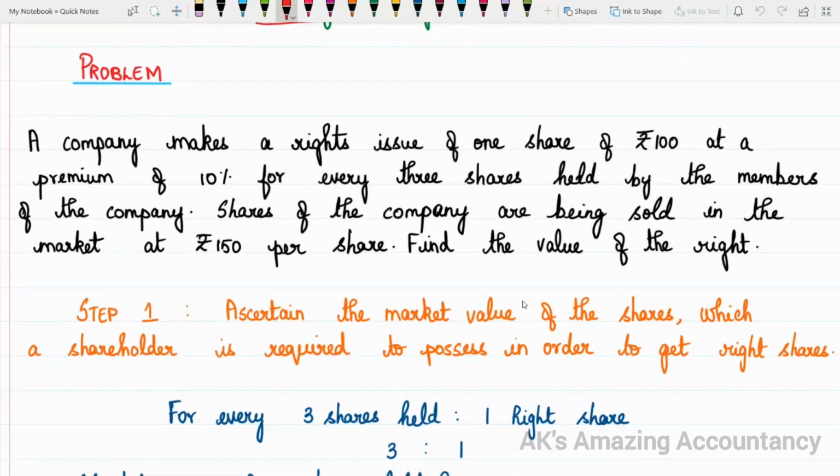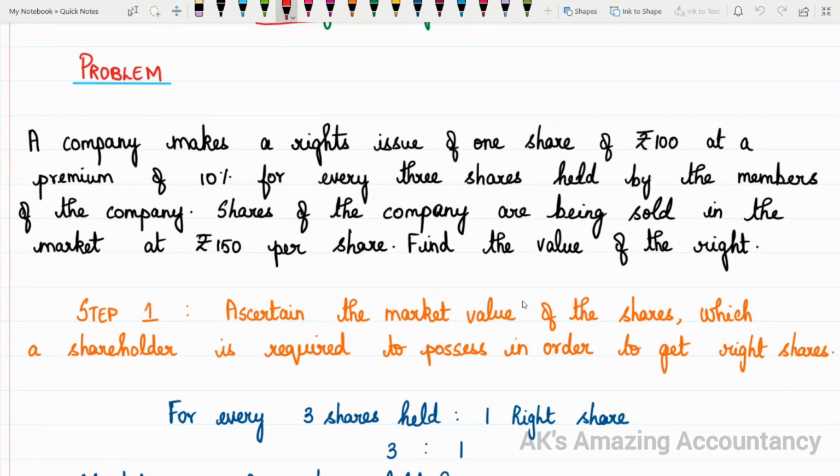So let me work out a problem. I'll read the problem first. A company makes a rights issue of one share of rupees 100 at a premium of 10% for every three shares held by the members of the company. Shares of the company are being sold in the market at rupees 150 per share. Find the value of the right.